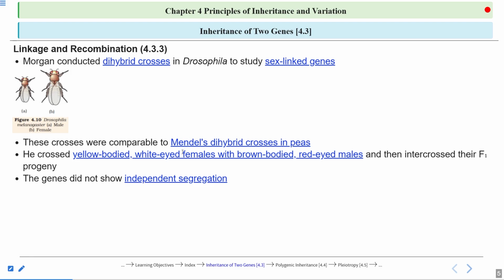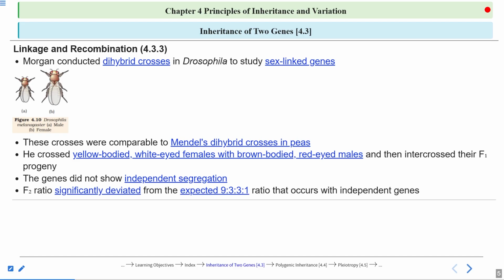Now, what did he observe? He observed that these genes did not show independent assortment. Usually the genes assort independently. There is independent assortment of the genes. This law was given by Mendel, and he explained this law with the help of dihybrid crosses in the pea plant. But here, Morgan didn't observe independent segregation of the genes.